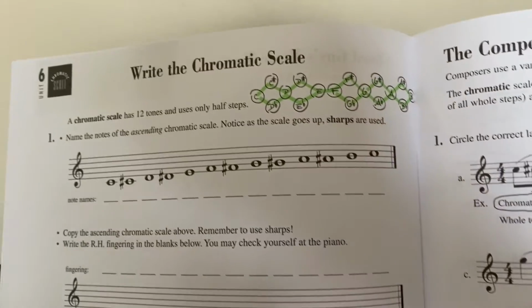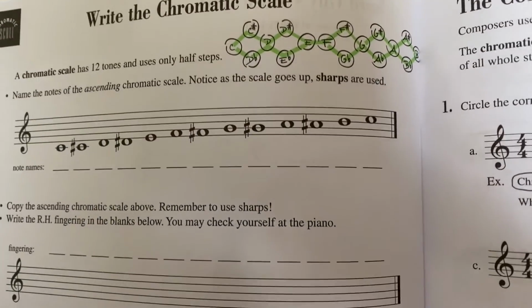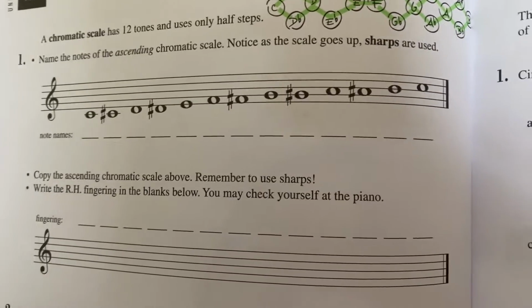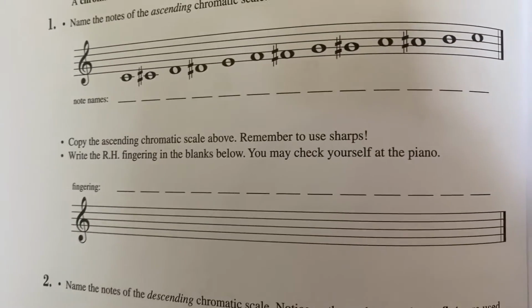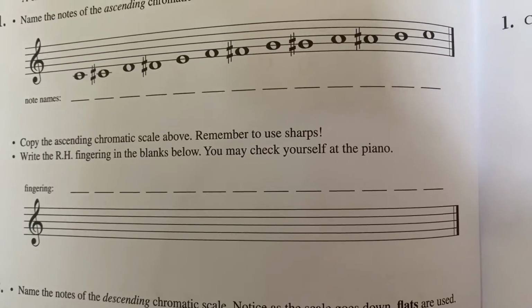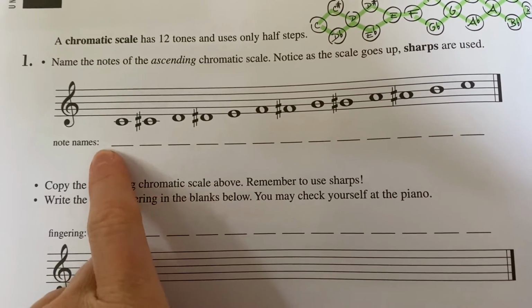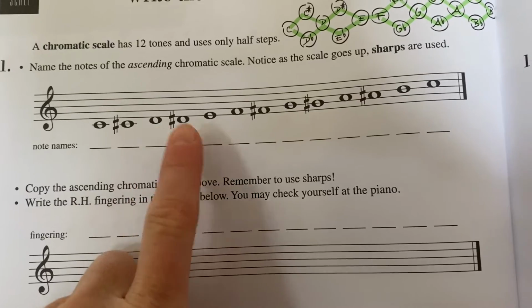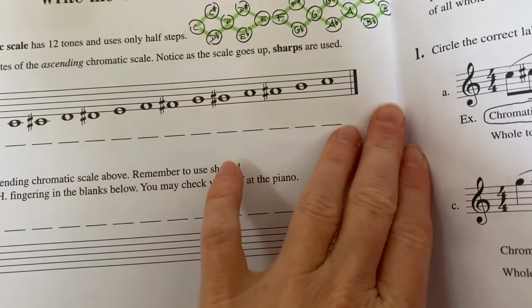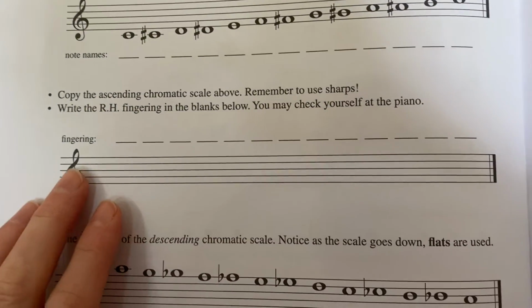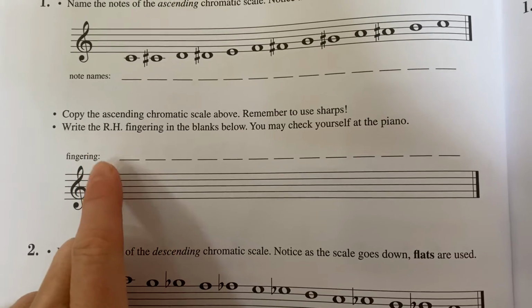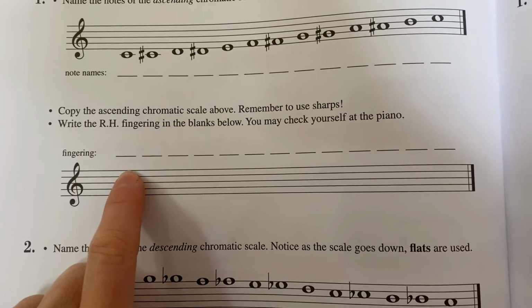Okay, then on to our new stuff, chromatic scale. So I think you may have had this at some point before, but we're gonna do it again. So you're gonna write down all these note names: C, C sharp, D, D sharp, E. Okay, you can do that going up the scale. Then you're gonna copy that same thing, and we're gonna do the fingering.